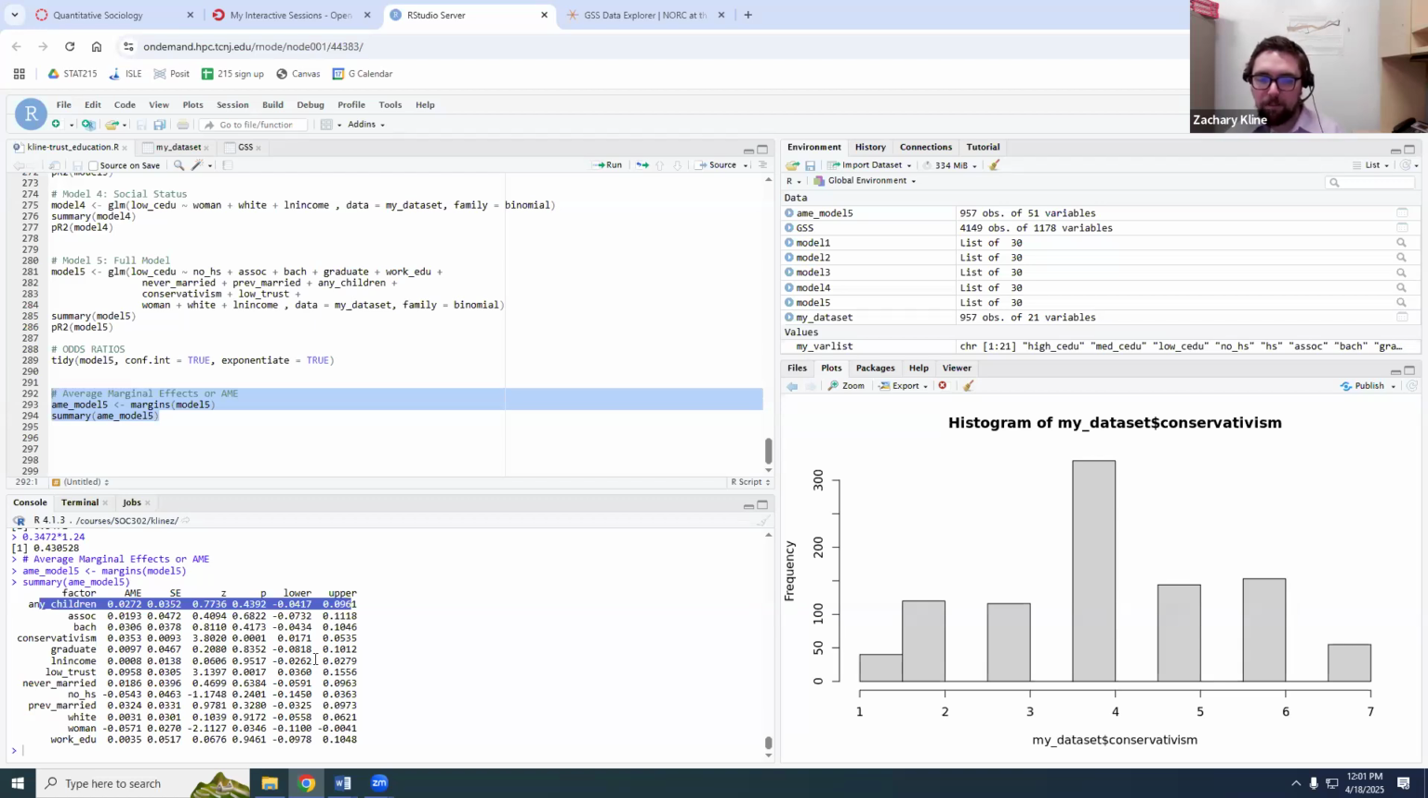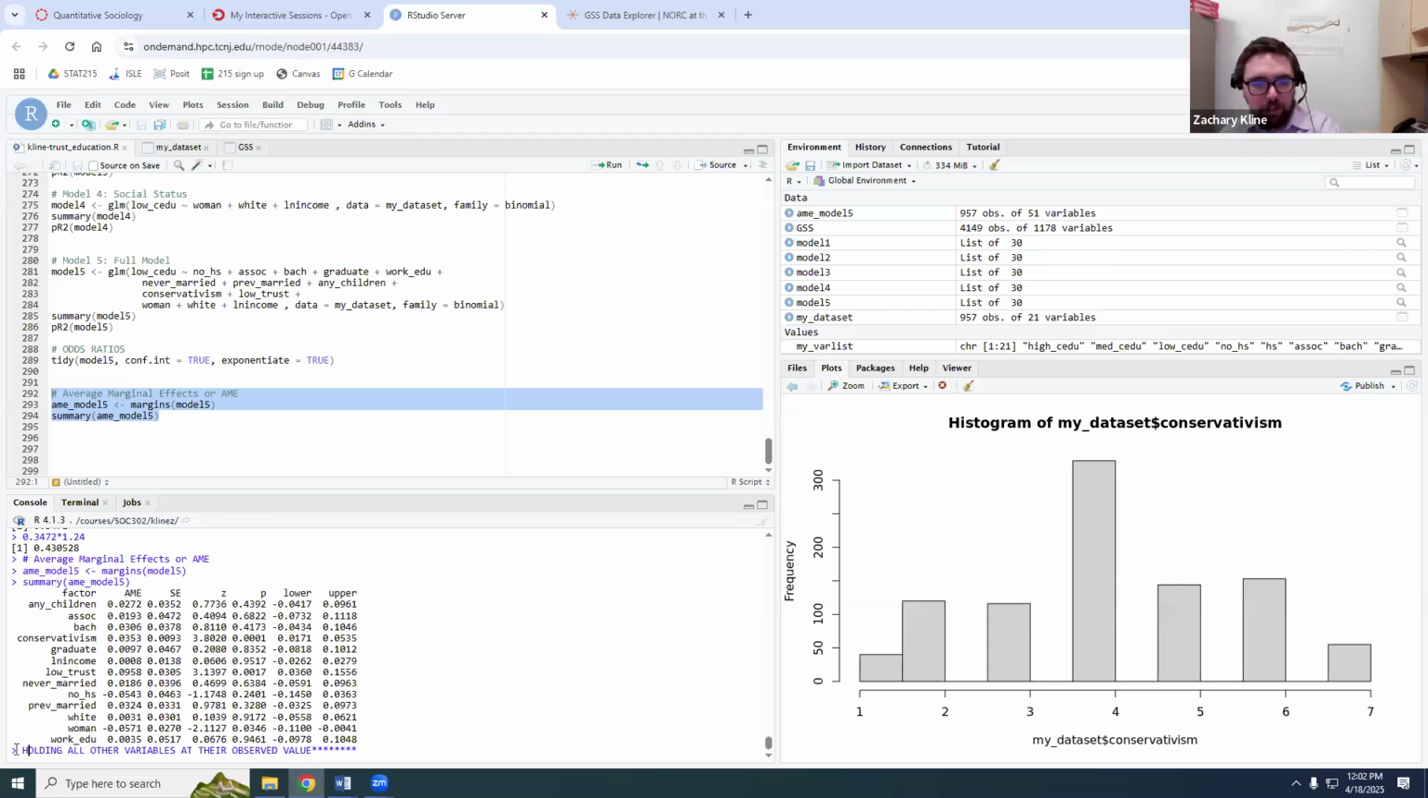So, in other words, across the full range of observed values, going from having no children to any children increases the probability of having low confidence in education by around 3%, holding all other variables at their observed values. I'll write this down: other variables at their observed values. This is the key.